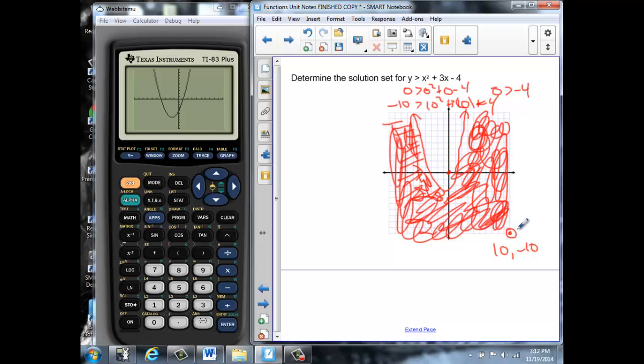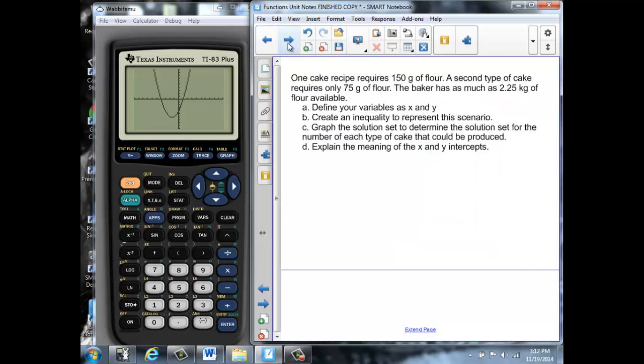Okay, one last example then. Now we've got to actually figure out how to make this into something purposeful. So I want to show you guys one word problem today, and then we'll do 3 more next day. So here's a scenario.